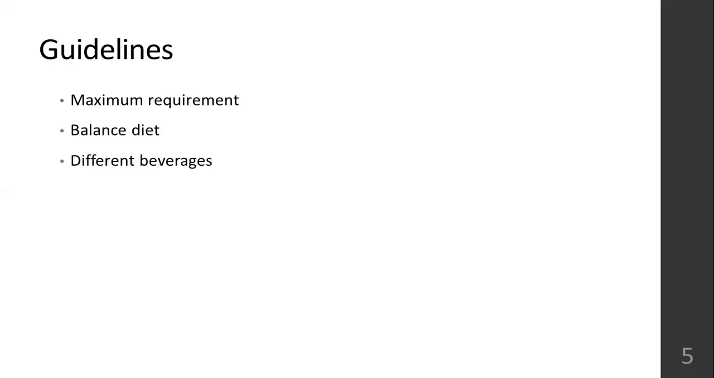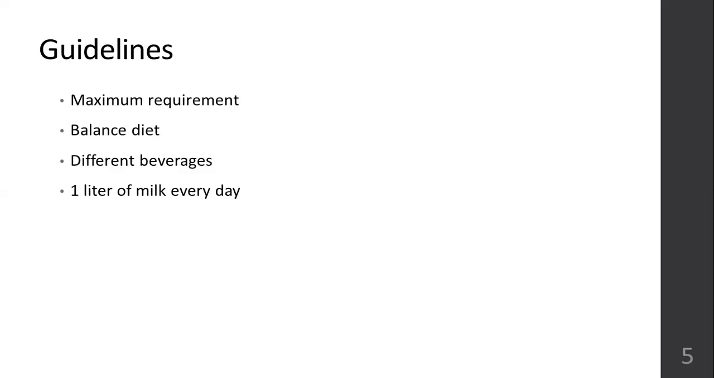Then balanced diet is essential. It should have whole grains, complex carbohydrates, good fats, protein, lots of green vegetables, colorful vegetables, fruits, 2 to 3 servings of fruits. And you should have different beverages to meet your milk fluid requirement.